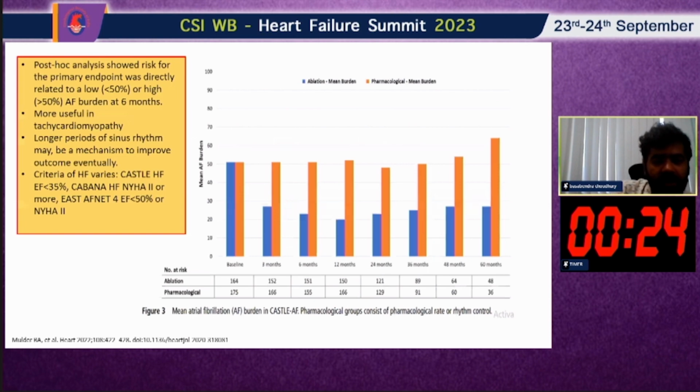So the risk for the primary endpoint was directly related to a low or high AF burden at 6 months. It is more useful in tachycardiomyopathy if we cut down the AF burden. Longer periods of sinus rhythm will actually improve the outcome eventually.